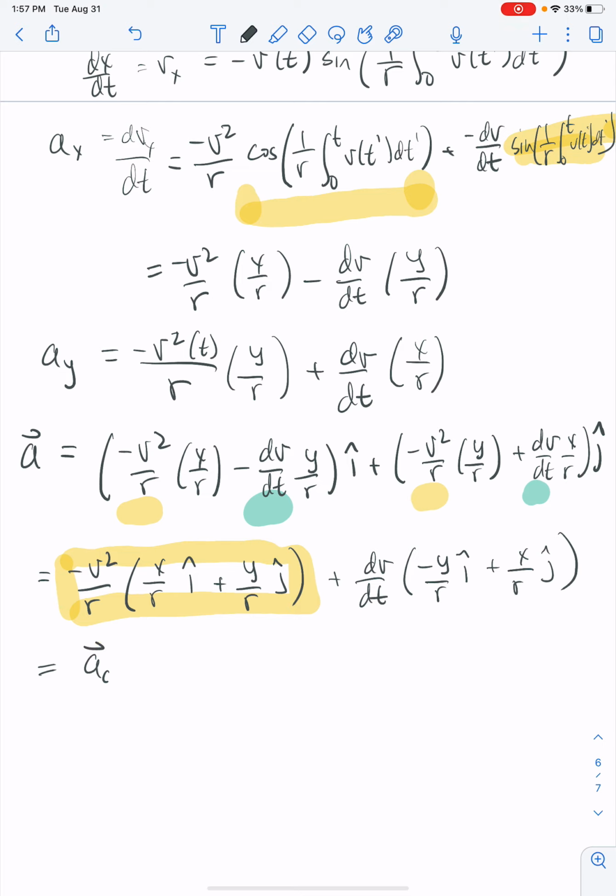So that's AC. It's always pointed back toward the center of the circle because this vector x over r i hat plus y over r j hat is a unit vector that's pointed toward the outside of the circle. And then there's a negative sign, so the centripetal acceleration is pointed toward the inside of the circle.